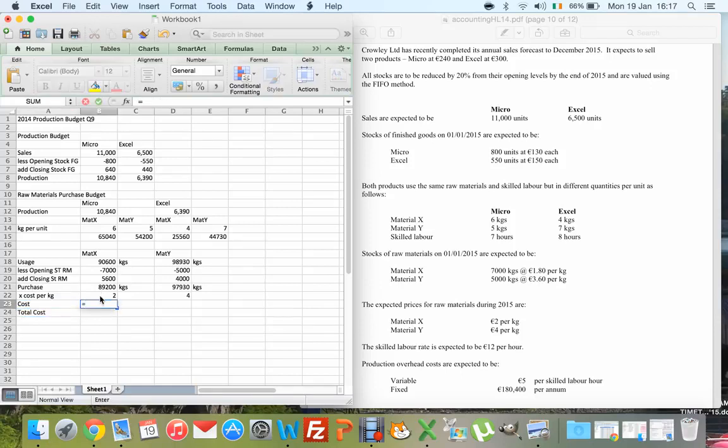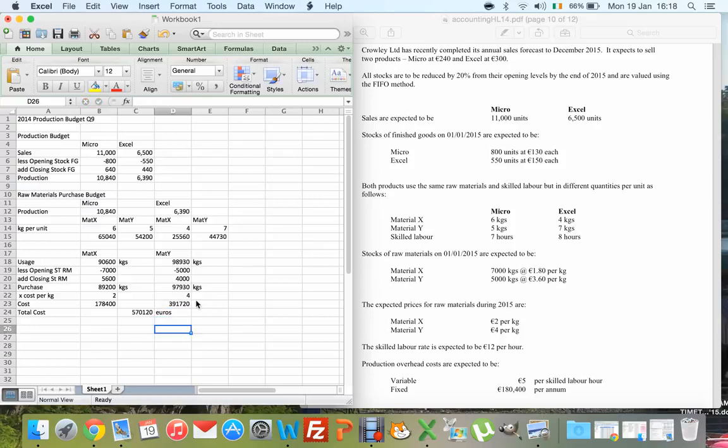So the cost is going to be kilos multiplied by 2 for material X, and then for material Y, that times 4. Oh, that's wrong. No, so that is okay. So my total cost then is going to be my material Y added to my material X. So that's the total amount of money, and I'm just going to label it. Okay, so that's my production budget.